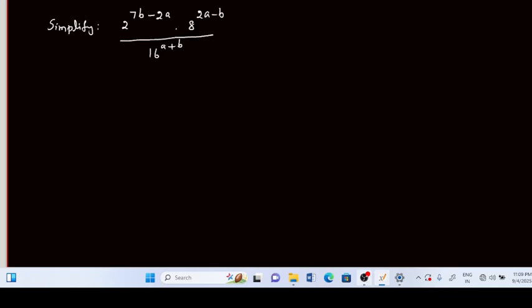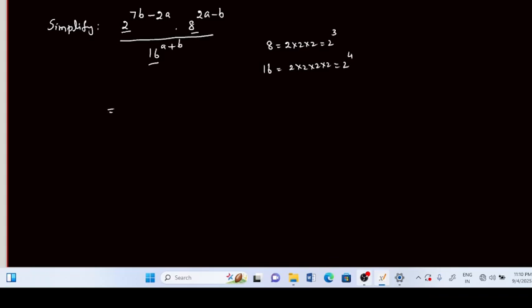To simplify this question, we must see the base. So here base 2 is there, base 8 is there, base 16 is there. We must modify these bases and write them in terms of the lowest base, 2. So 8 we can write as 2 into 2 into 2, that is 2 power 3. And 16 can be written as 2 into 2 into 2 into 2, that is nothing but 2 power 4.